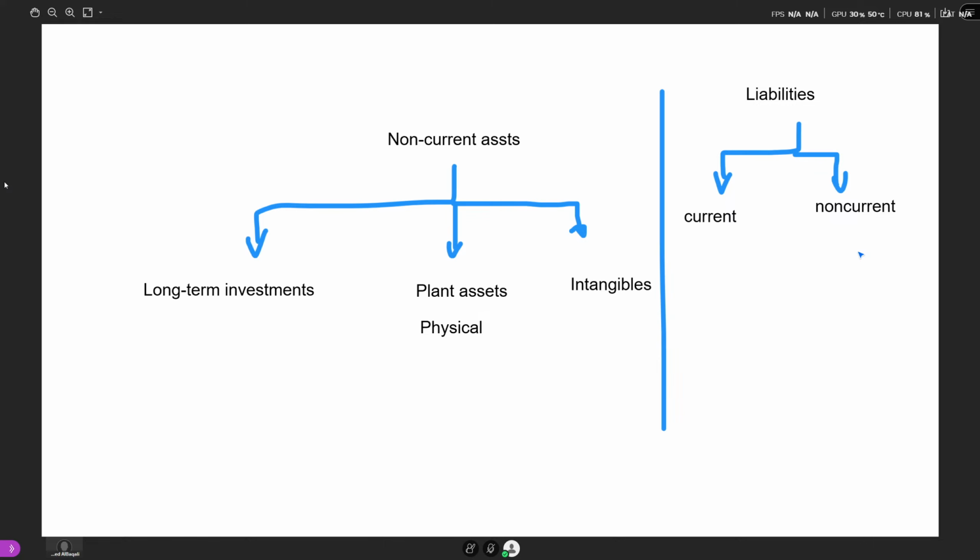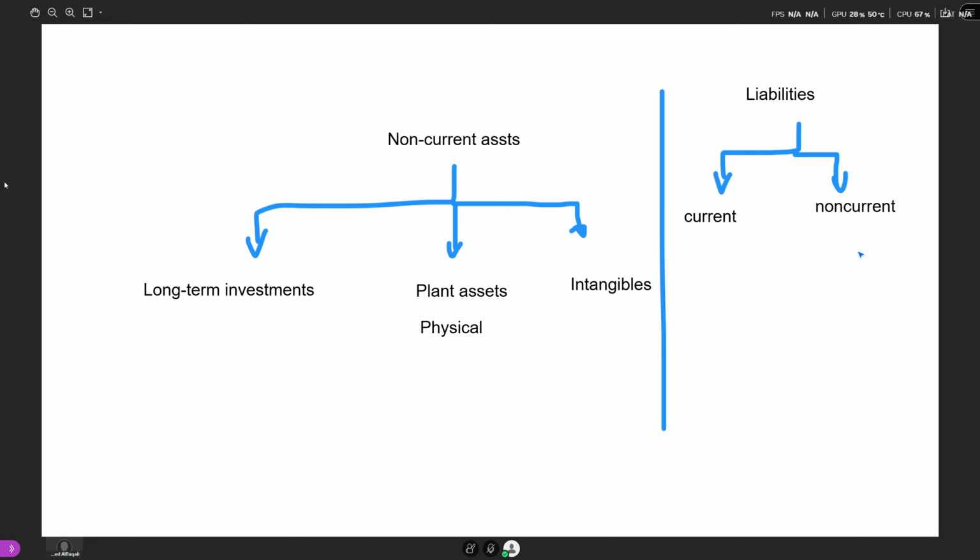So to differentiate between current assets, non-current assets, current liabilities or non-current liabilities, what you need to do is to always ask yourself a question. When am I going to use this asset or benefit from this asset, or when am I going to settle this liability? If it's less than 1 year, this is current. If in more than 1 year, this is non-current. So the threshold is 1 year.